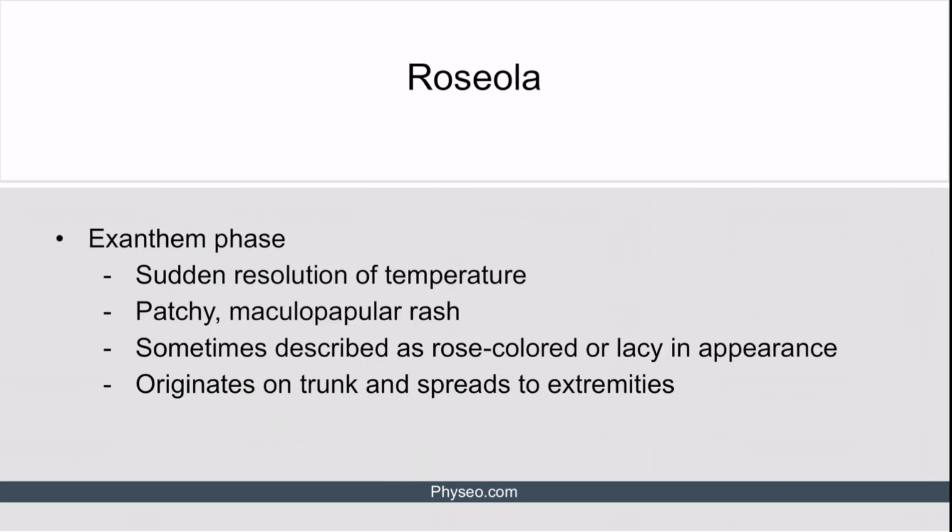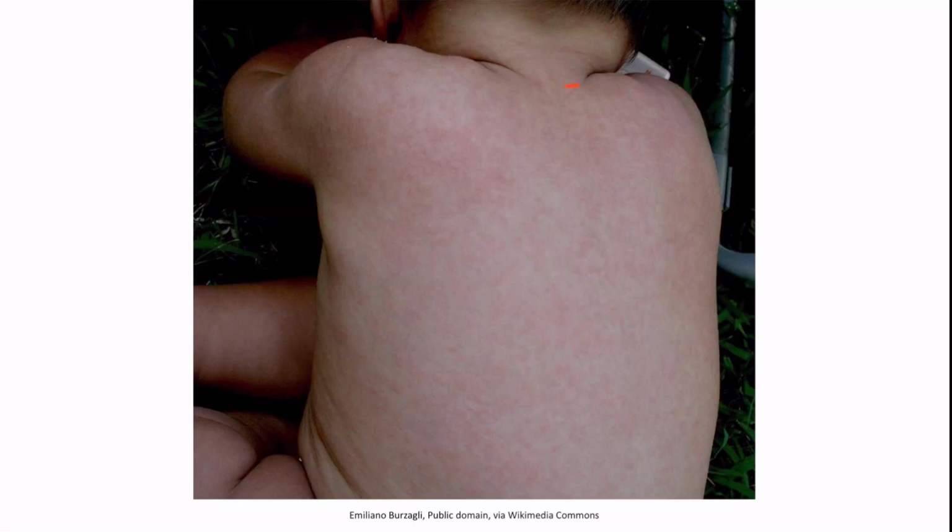The exanthem phase of roseola is usually associated with a sudden resolution of temperature. Then the patchy maculopapular rash of roseola appears. The rash is sometimes described as rose-colored or lacy in appearance. In contrast to other exanthems we've discussed so far, this rash begins on the trunk and then spreads to the extremities. This image shows a child with the roseola exanthem.